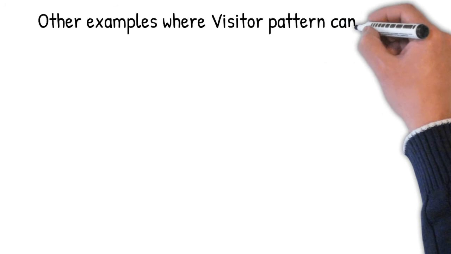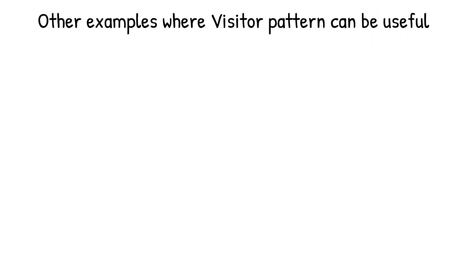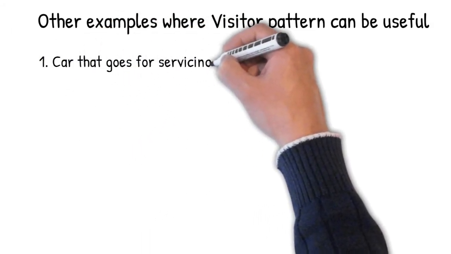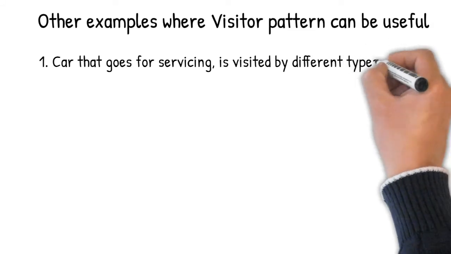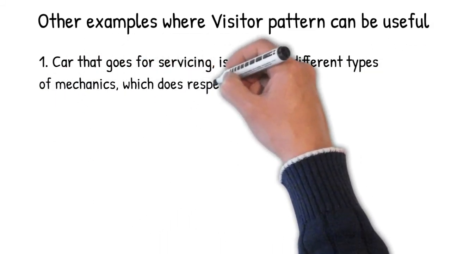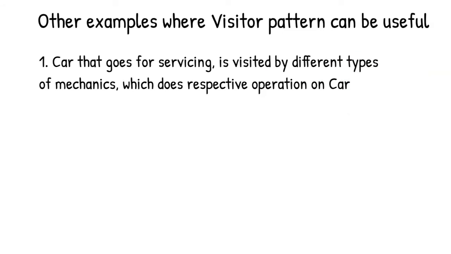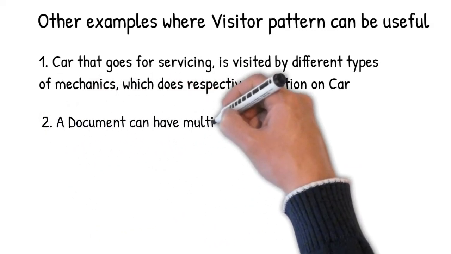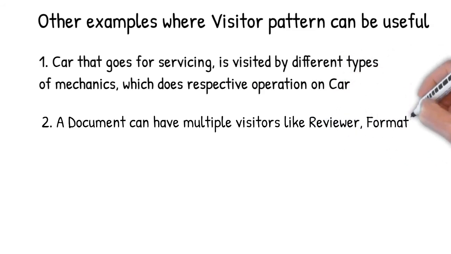Now let's see the other examples where visitor pattern can be useful. First example is where car is taken for servicing and then it is visited by multiple set of people to do different operations like mechanics, supervisors, or sometimes insurance agent. Second example is where a document is visited by different set of tools like reviewers, formatters, and converters, and each of them do their own operation on the document entity.